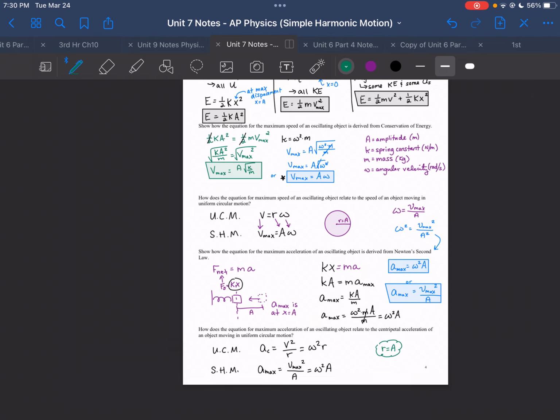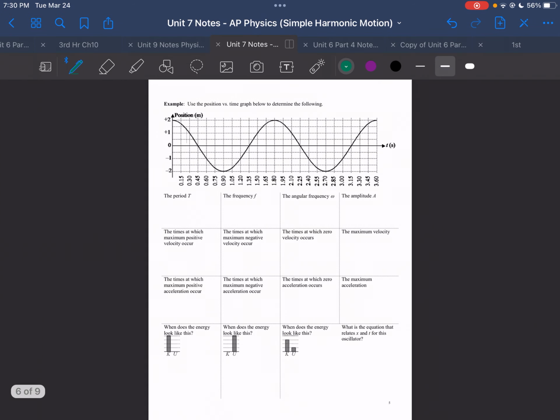All right, we'll stop here for now. Go ahead and look at this and start looking at what would the period be, what would the frequency be. Think about the equations because this is going to be applying those equations.